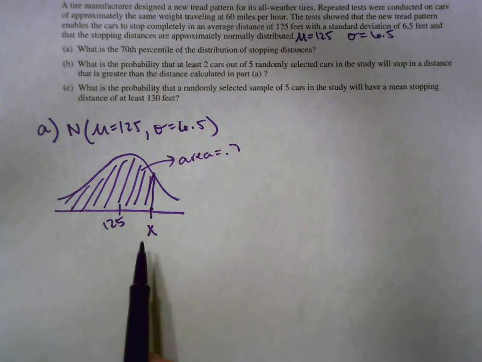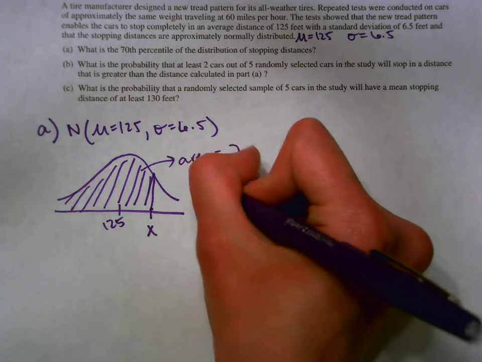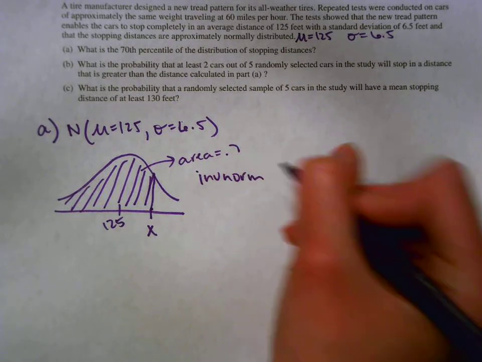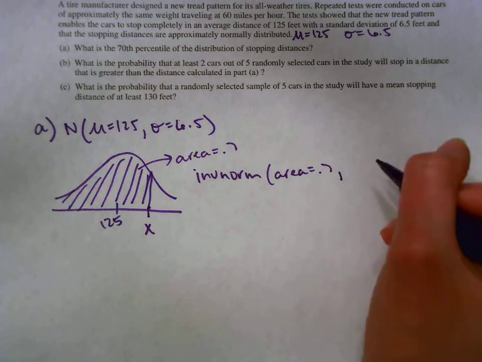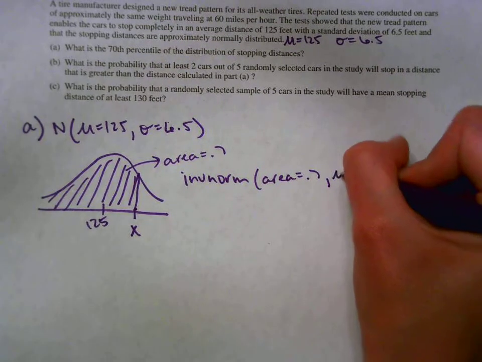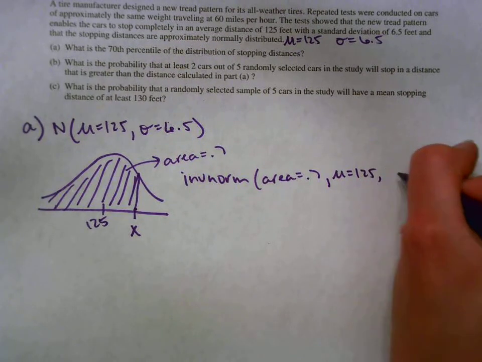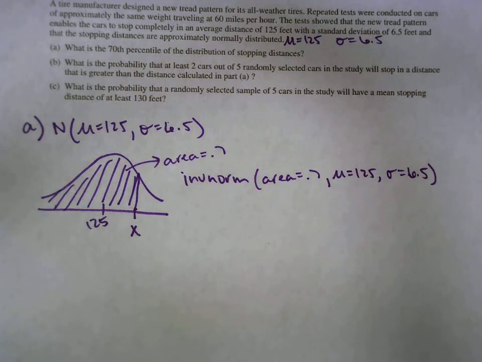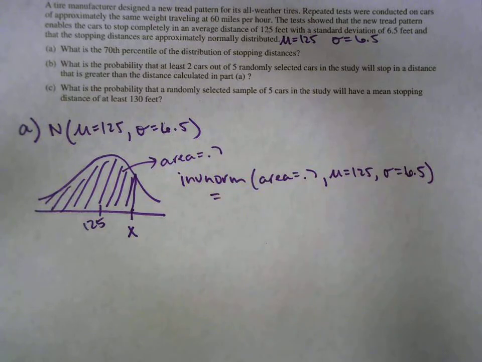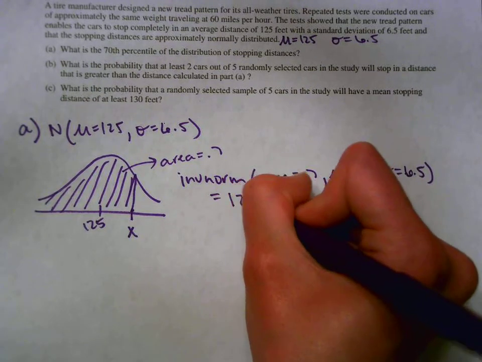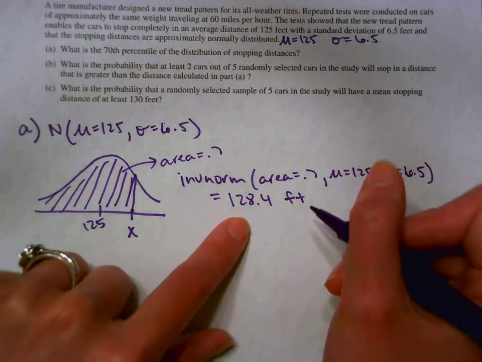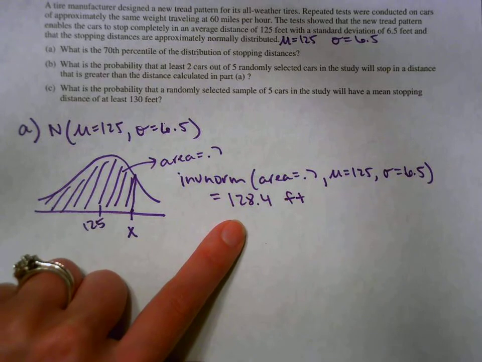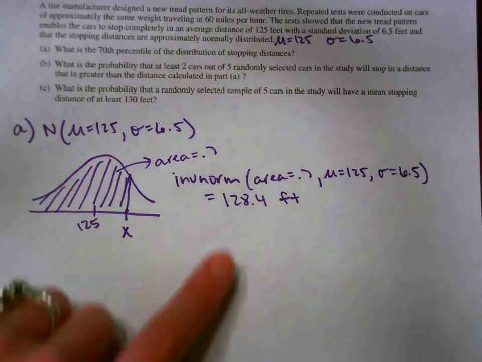So how do you find a value given the area? We use inverse normal. And we would type in that area of 0.7. The mean is 125, and the standard deviation is 6.5. If you type that in your calculator, you should get 128.4, and that is the value down here, so it's in feet. The stopping distance of 128.4 feet is at the 70th percentile.